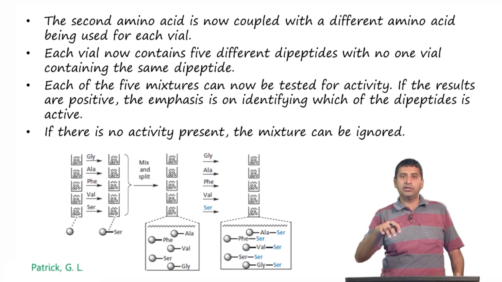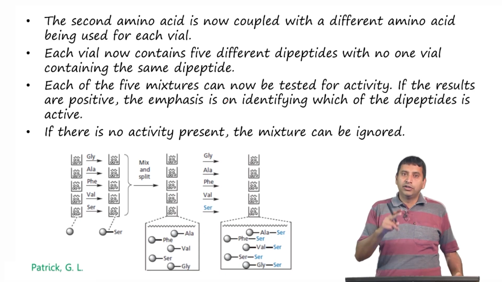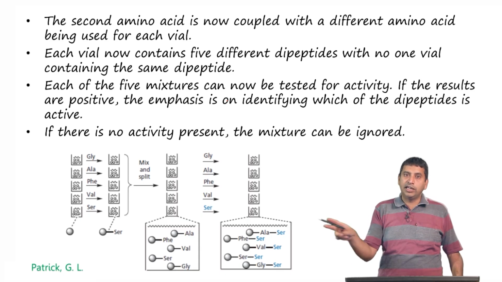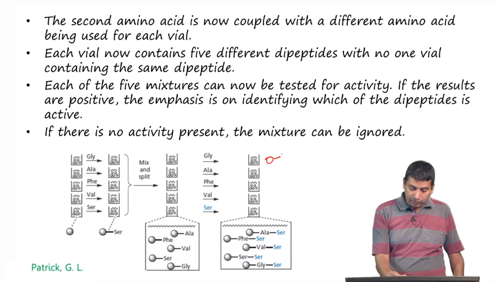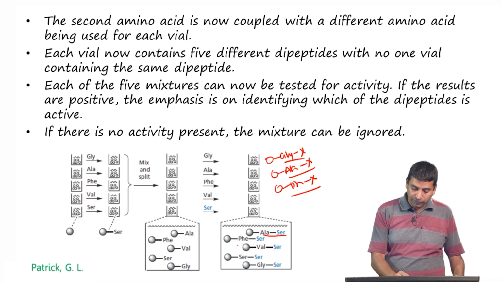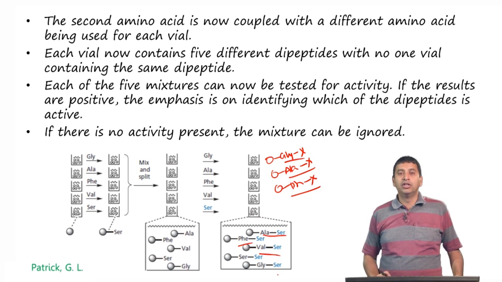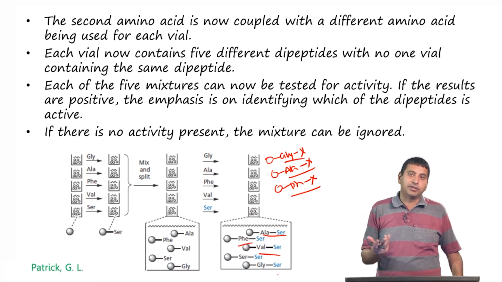The second amino acid is now coupled with a different amino acid being used for each vial. So, each vial now contains 5 different dipeptides with no vial containing the same dipeptide. So, if you notice, in this vial you have glycine with various amino acids, here you have alanine with various amino acids, here you have phenylalanine with various amino acids. So, these dipeptides are all different from these dipeptides. Okay. So, then what we do is that we take this vial and screen for activity.